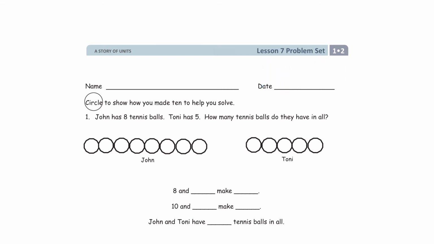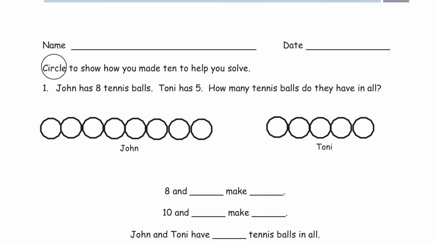Let's take a look at number 1. So number 1 reads, circle to show how you made 10 to help you solve. Let's read our problem. John has 8 tennis balls. Tony has 5. How many tennis balls do they have in all? The first thing they want us to do is to circle how we made 10 to help us solve. So let's do that. Let's circle 10.